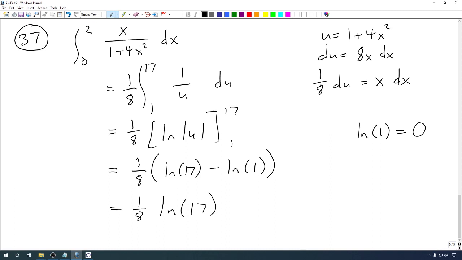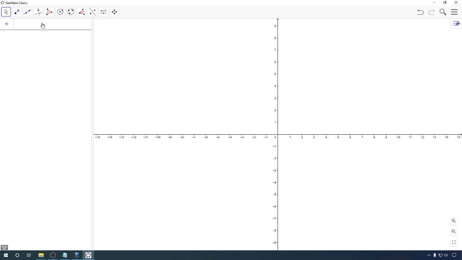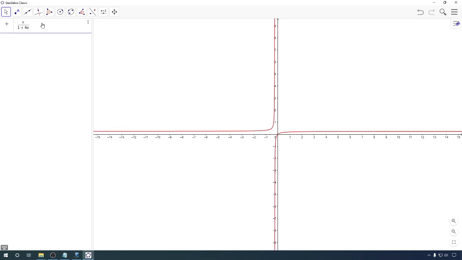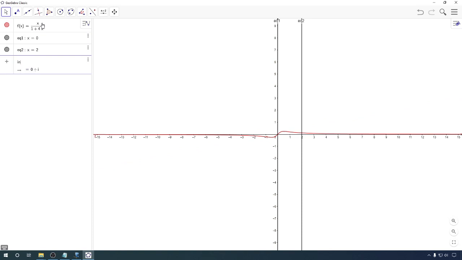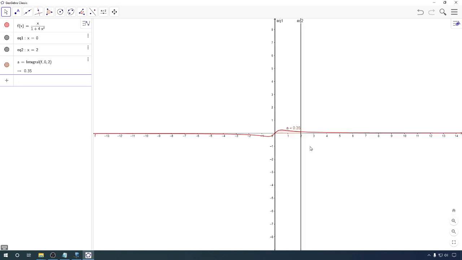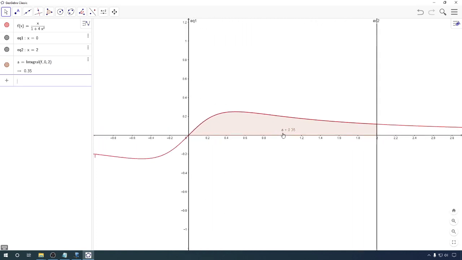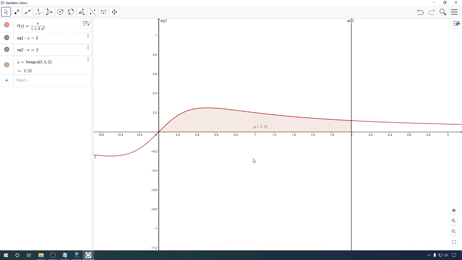We can go ahead and actually plot it. Let's go ahead and even do that. We had x over 1 plus 4x squared. We're going from x equals 0 to x equals 2. In fact, we can just go ahead and write the integral of f from 0 to 2. So we have this region here. And you probably wouldn't guess that somehow the natural logarithm of 17 was involved in there. Kind of interesting little fact.